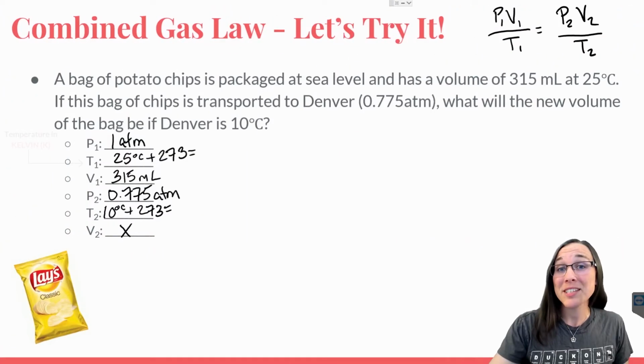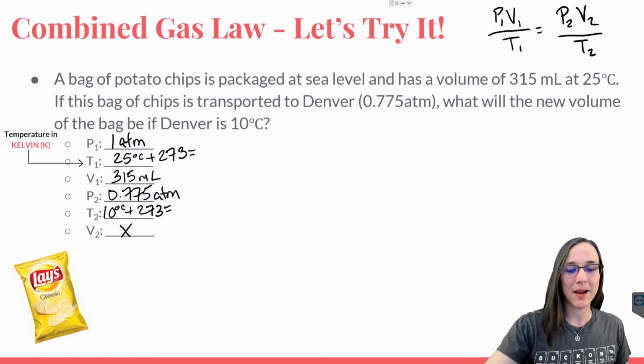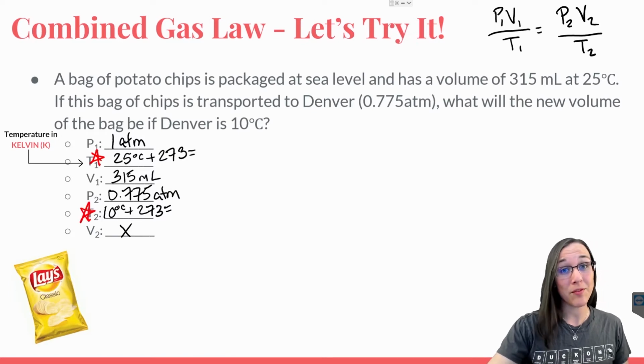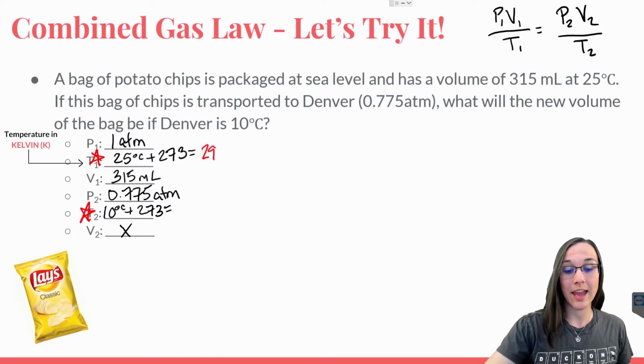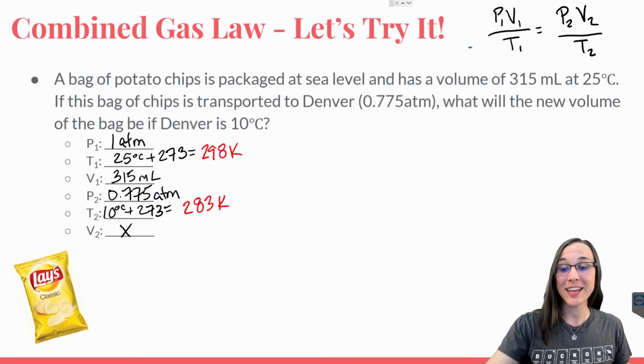All right, remember that our temperatures have to be in Kelvin. So what you can see that I've done here is I've taken my degrees and I've added 273 to each of them to end up with a value of 298 Kelvin for our temperature 1 and 283 Kelvin for our temperature 2. Now all that's left to do is plug and chug into our combined gas law equation.